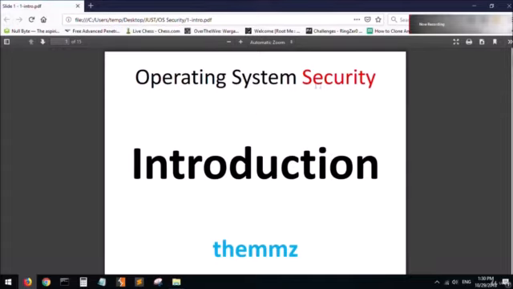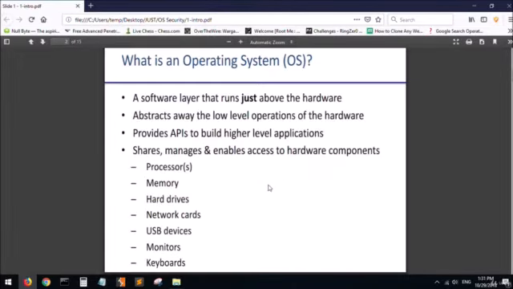Operating system security. Now let's start with the introduction. The first thing: what is the operating system? The operating system is just a software like any other software. It runs just above the hardware. Also, it abstracts away all the low level details regarding the hardware.